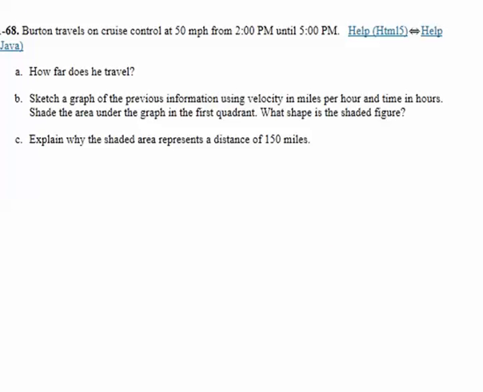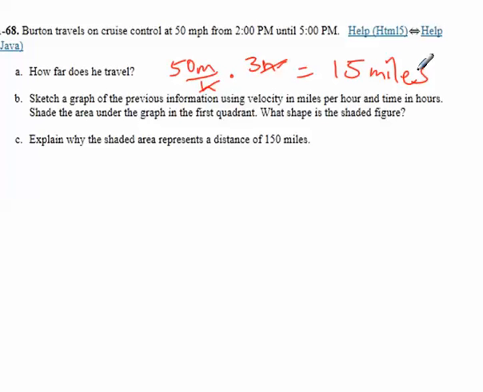All right, on this one, another one of these graphing problems. Burton travels on cruise control 50 miles per hour from 2 o'clock to 5 o'clock. How far does he travel? So this is 50 miles per hour for how many hours? From 2, let's see, 2, 3, 4, 5, that's 3 hours. So 50 times 3, the hours cancel out, and that means we traveled 150 miles.